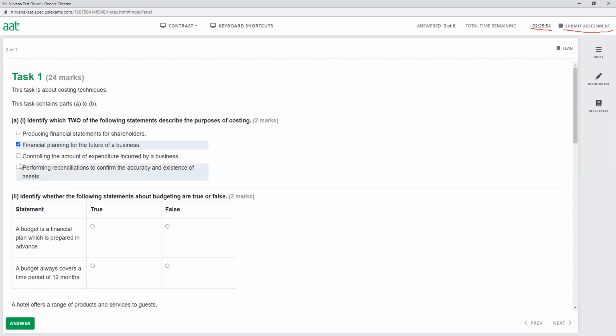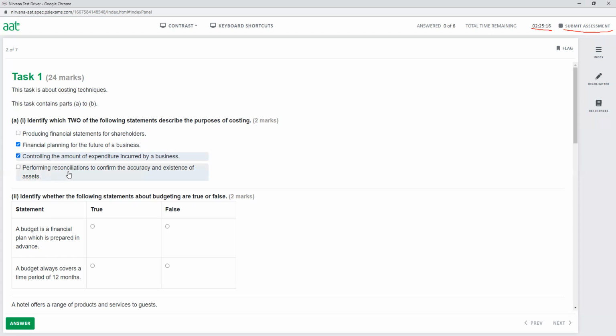The next thing is controlling the amount of expenditure incurred by the business. This is also important, and this is also true. If we make a plan, we should have proper control over it. For example, if we make a plan and don't have any control over it, this plan is unlikely to be successful. For that reason, if we have any plan, we need to make sure we have proper control so that we can achieve our goal or make our plan successful. So this is one of the reasons or purposes of costing.